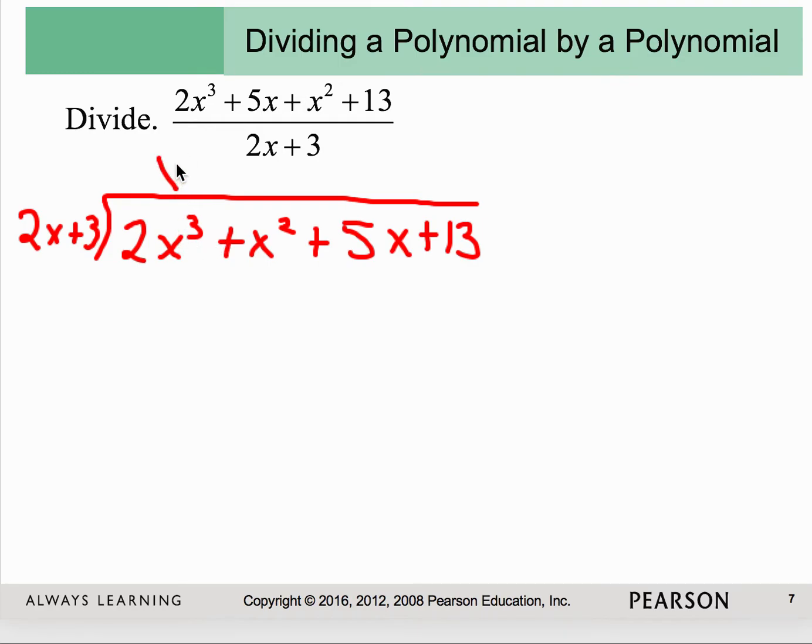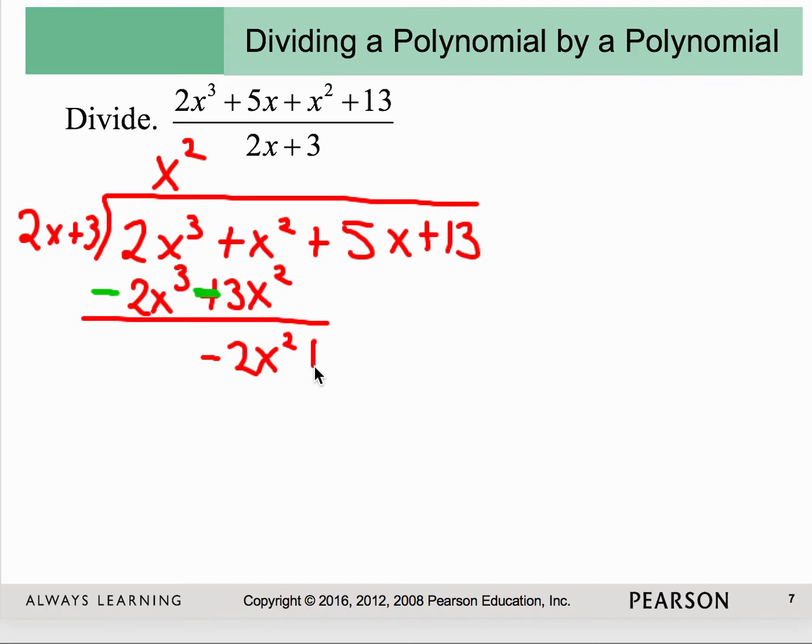What do you got to multiply 2x to make it 2x cubed? Oh, I need 2 more x's. If I just have 1 right here and I need there to be 3, I need 2 more. Once you figure it out, multiply x squared times 2x. 2x cubed better be the same. It is. X squared times 3, 3x squared. Now you subtract. Change the signs. Okay, now that's 0. X squared minus 3x squared is minus 2x squared. Bring the next one down.